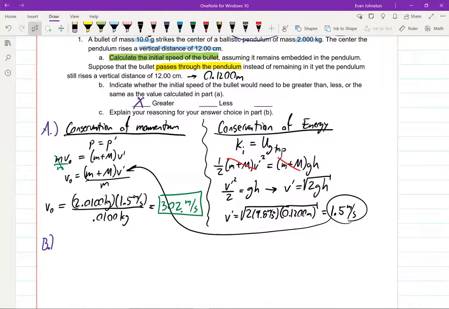And so I'll say it one more time. If the bullet passes through the block, then there's not as much of its momentum transferred to the block. So for the block to still swing up to the same height, the bullet must be traveling at a greater speed than before. Hopefully that made sense.